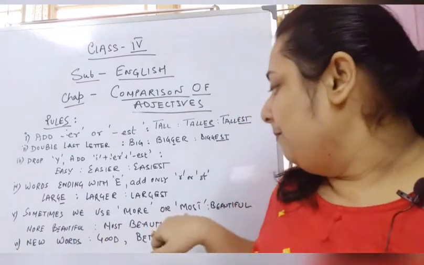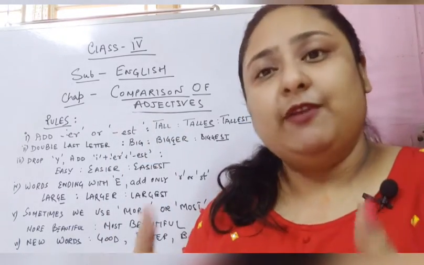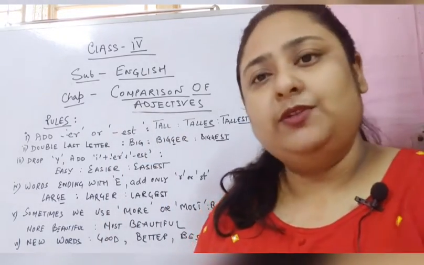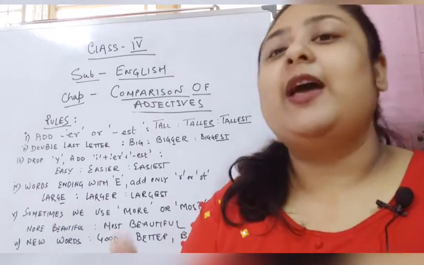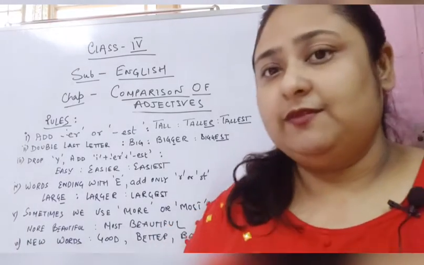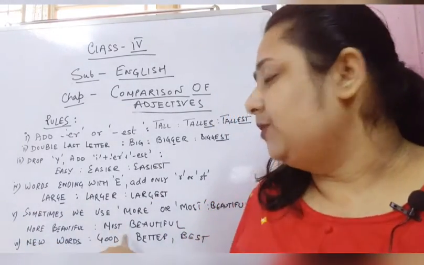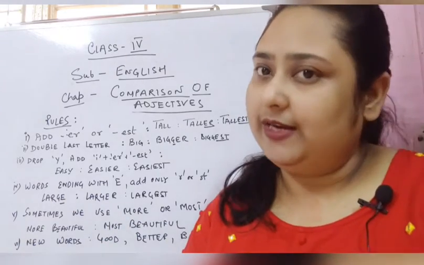For example, beautiful, cheerful, these are some kinds of words in which we can add more and most in case of comparative and superlative degree respectively. So beautiful is the positive degree and more beautiful is comparative degree and most beautiful will be superlative degree.